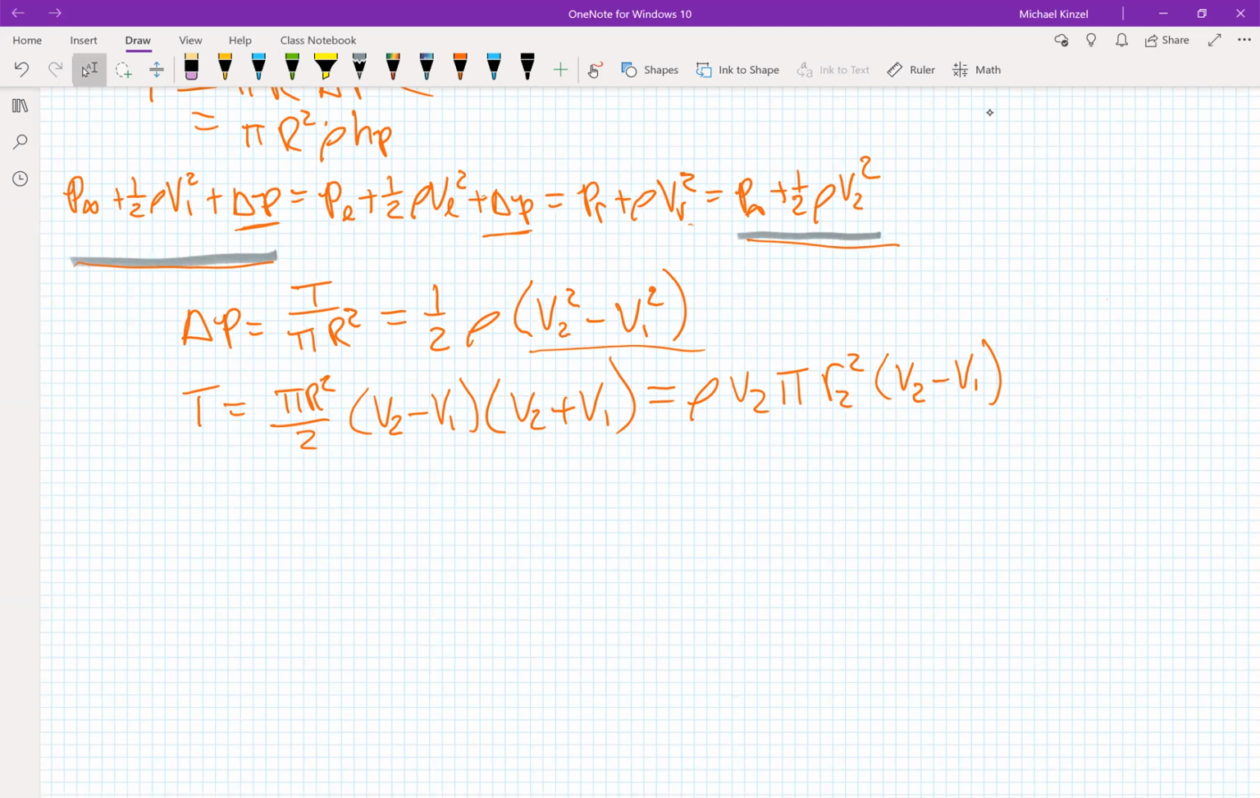So when we compare these two equations, what we could see is that this term and this term cancel, pi cancels, and we end up with V2 plus V1 on 2 is equal to rho V2 R2 squared on R squared. So what we want to do is reduce this.